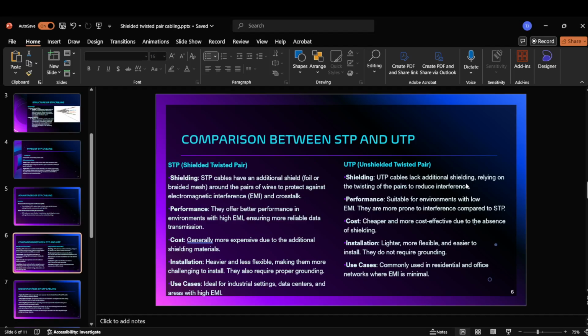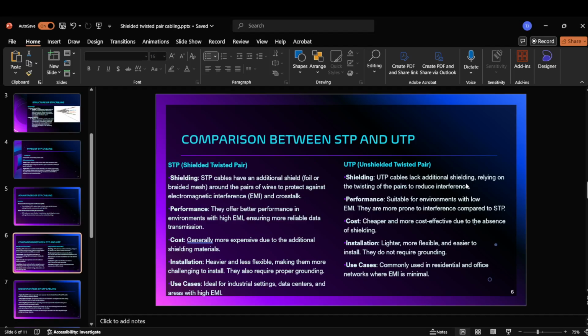Next is their performance. STP offers better performance in environments with high EMI, ensuring more reliable data transmission. Now, the performance of UTP is suitable for environments with low EMI. They are more prone to interference compared to STP.